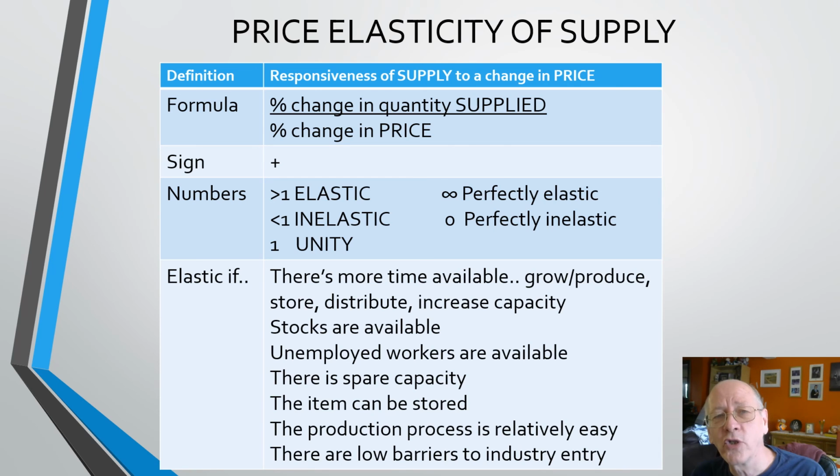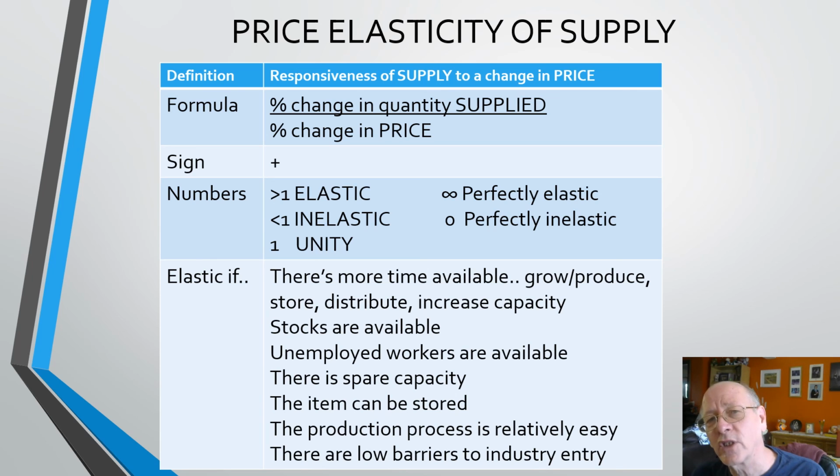If there are workers you can bring in to do those jobs, that again makes it elastic in supply. If there aren't, then it's going to be a lot more difficult to increase your supply. If there's spare capacity in the industry, if say you've got unused production lines, then again that makes it elastic because you can relatively easily bring those into use. You don't have to actually increase your capacity.